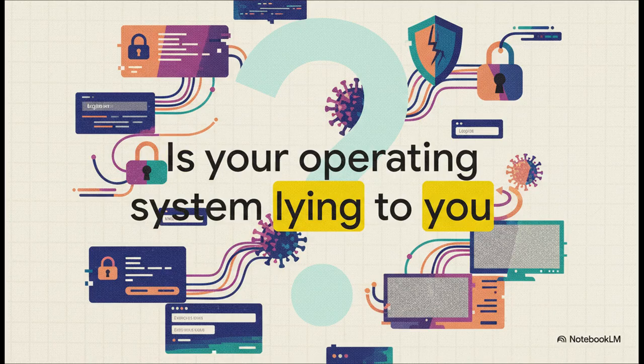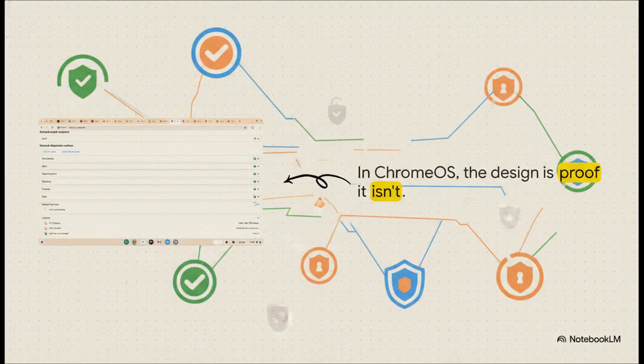So let me ask you something straight up. Is your operating system lying to you? Think about it. Could a malicious program be showing you a fake login screen or a fake error message, tricking you into giving up your data while the real system has no idea? It's a pretty scary thought. But in ChromeOS? Well, the answer is built right into the design itself.